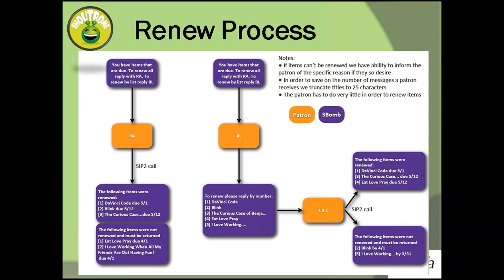And depending on the resulting renewal process, we'll send them a reply message that indicates that these items were renewed and what the new renewal date is, and these items were not renewed, and they need to be returned by. So the initial notice, the renewal attempt by the patron, and then the resulting information, all invoked by RA. RL provides them the ability to list each of the titles and choose from that list to renew. So we try to make it short and simple.